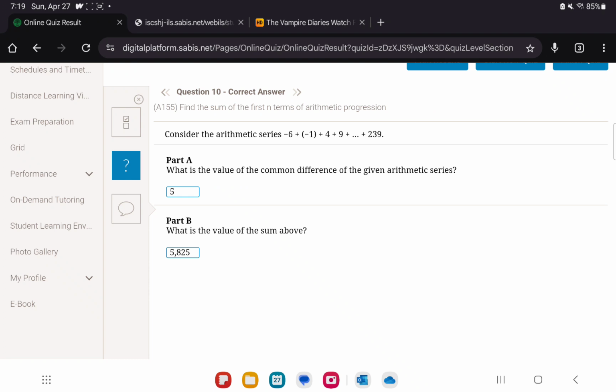Okay, for the common difference we just subtract. So 6 minus 1 is 5. 9 minus 4 is 5. And so on. Okay, now we want to find the sum.